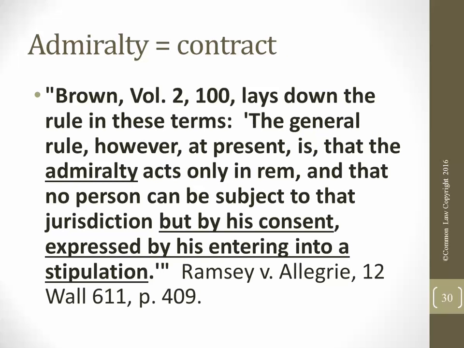Brown, Volume 2, 100, lays down the rules in these terms. The general rule, however, at present is that the Admiralty acts only in rem, and that no person can be subject to the jurisdiction but by his consent, expressed by his entering into a stipulation, a contract. They have to get you into a contract, people.